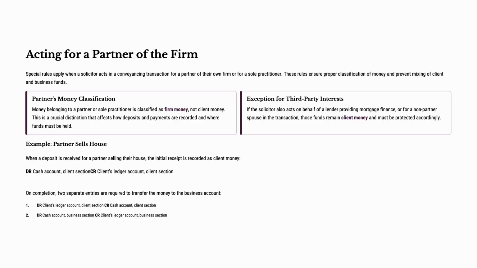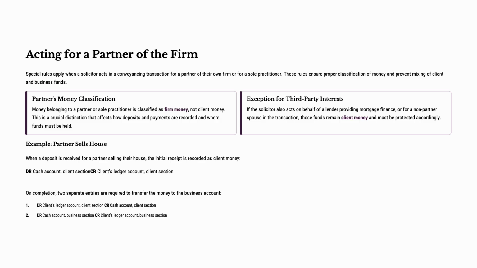So the next thing is acting for a partner of the firm. Money belonging to a partner or sole practitioner in the firm is firm money, not client money. However, if the firm also acts for a lender or non-partner spouse, the money is client money at that point. And that's a distinction you need to understand. We've got an example: partner sells his house, deposit received. Now what you need to do: debit cash account client section and credit client ledger account client section. Those are the entries that you need to do.